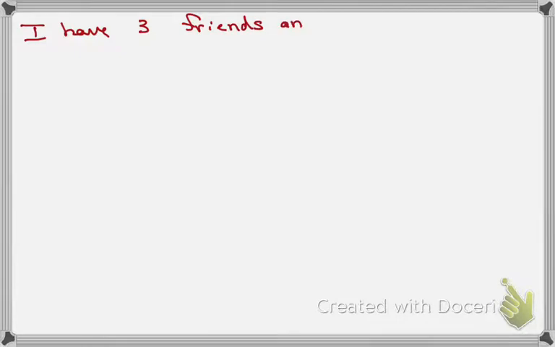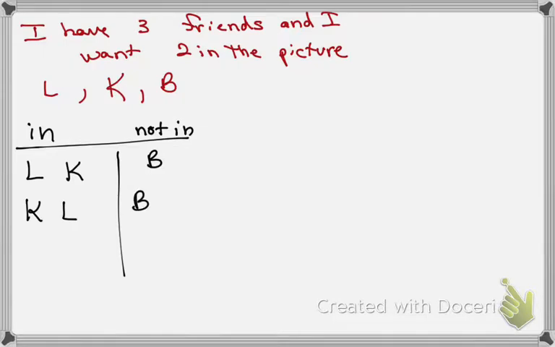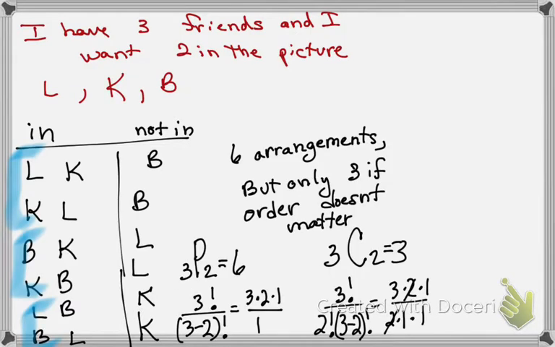I have 3 friends, and I want 2 in the picture. I'm going to list all the possibilities. I'm just going to give them names so we can kind of draw this out. So I'm going to call them L, K, and B. And I'm just going to make a diagram that says, all right, I've got those who are in the picture and not in. So I could have L and K in and B out. But with B out, I could have K and L in. Now I have B and K in and L out, or K and B in and L out. And then, of course, I could have K out, L and B, or B and L.